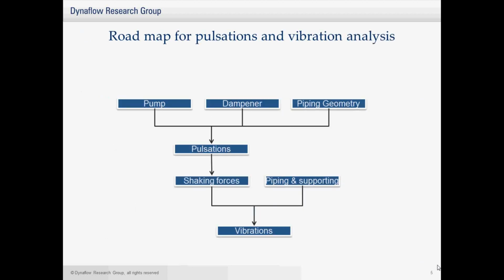I won't go into that much more detail about what we do, and we'll go straight into the roadmap for pulsation and vibration analysis. We'll come back to this roadmap every now and then during the webinar, and we'll treat each aspect at its own pace. So you can see all the aspects are in there: the pump, the dampeners, the piping geometry. You can see in the middle the pulsations, and then we end up with the vibrations, which are the final result of the whole analysis.